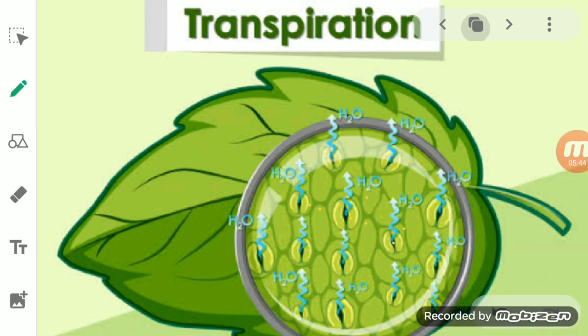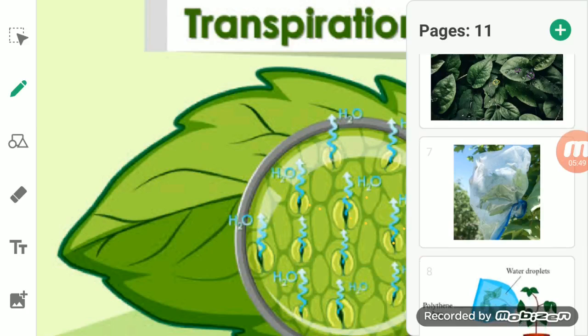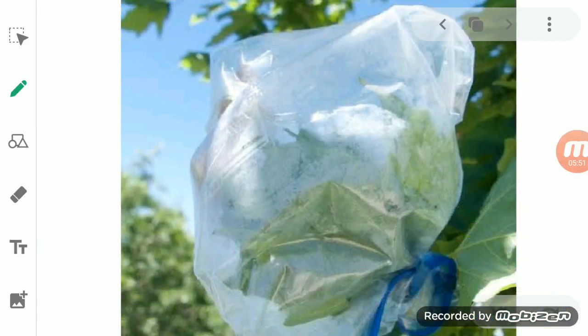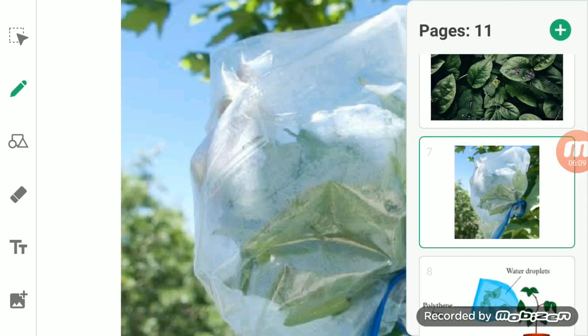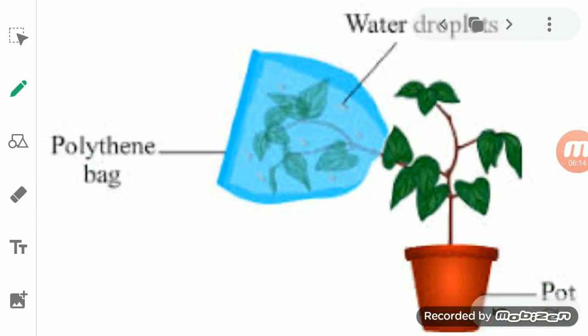Now we will understand transpiration with the help of an experiment. Now what is this experiment? In transpiration, we have to check that water is getting evaporated from the leaves. So what we can do is take a potted plant, a watered potted plant which has big leaves.